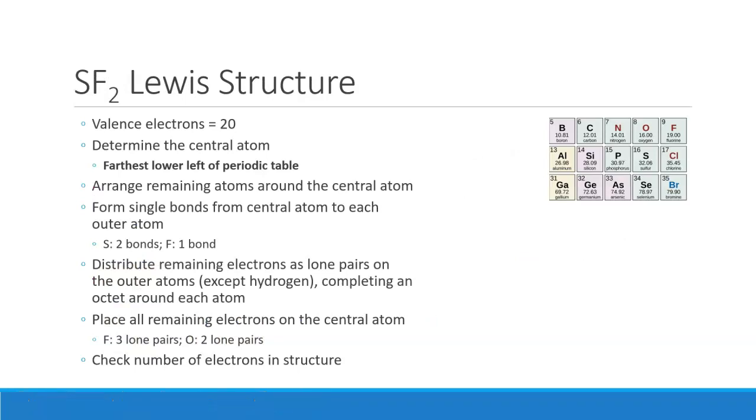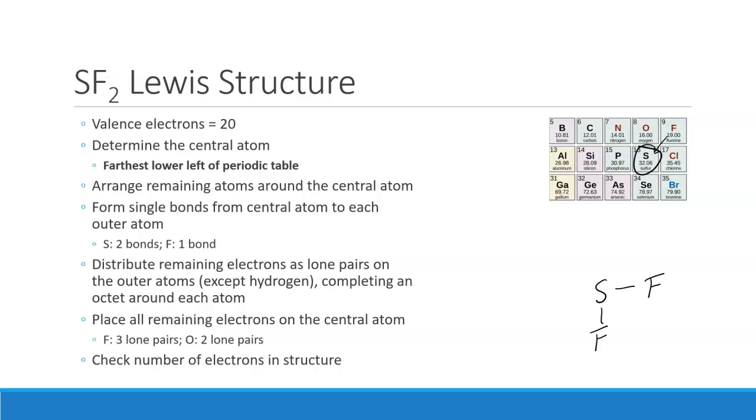Once we have our 20 valence electrons, we want to determine the central atom, which is the farthest lower left on the periodic table. Comparing sulfur to fluorine, sulfur is farther to the left and down, and therefore going to be our central atom. We add the 2 fluorines surrounding sulfur and form our single bonds to each fluorine from the sulfur, which is at the center. Sulfur should have 2 bonds and fluorine should have 1, so we're good there.